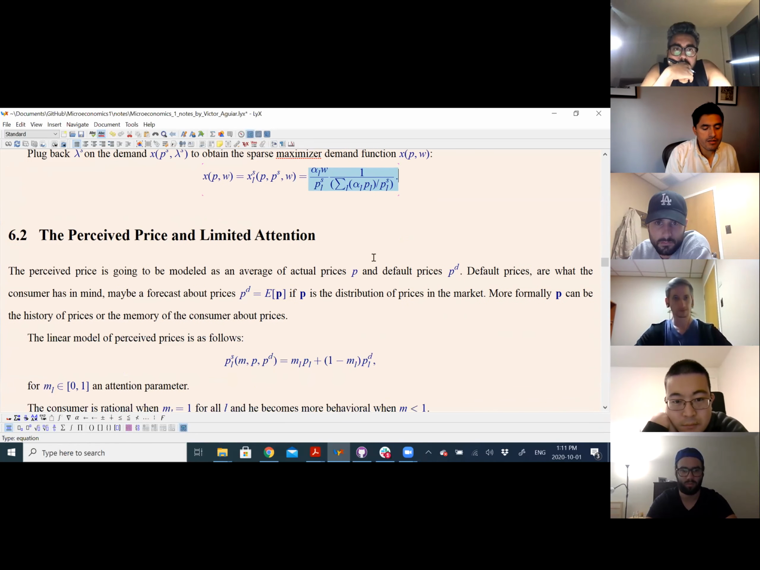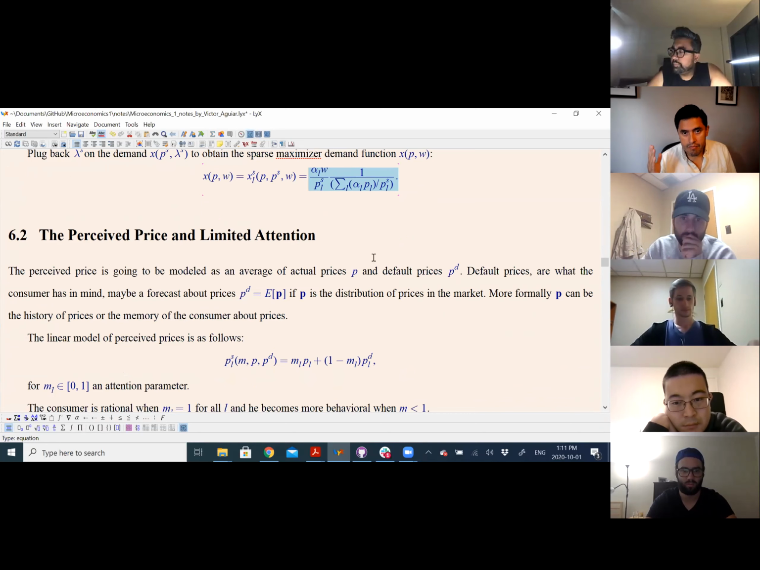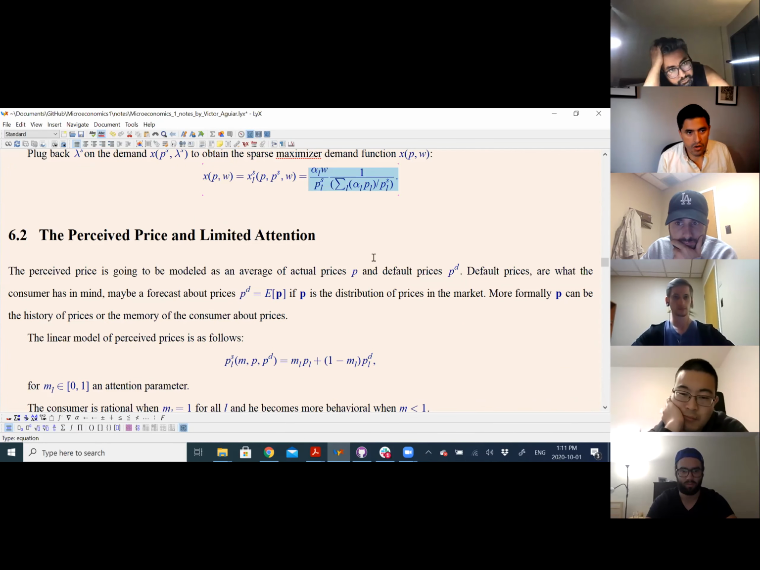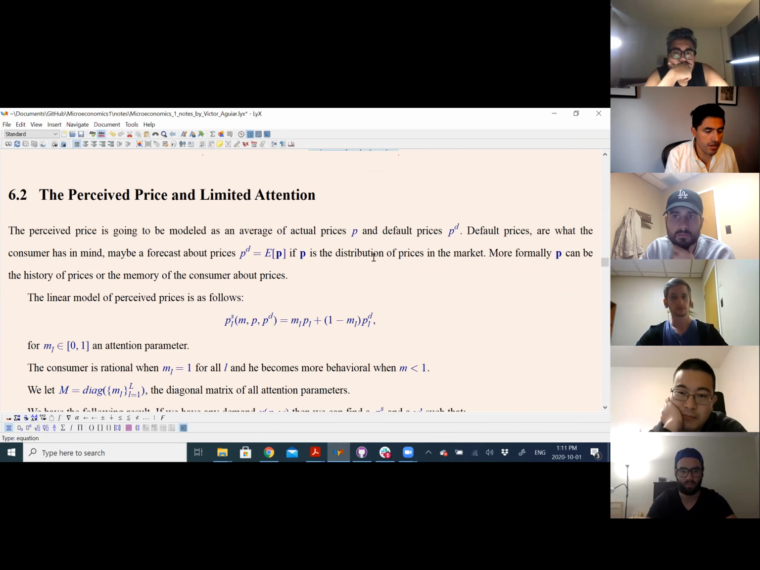But again, this is a little bit too general. So we want to understand what misperception is and how people create their perceived price. Right now, the perceived price is too general. Do you agree with me? It's too general. So now we need to do something.